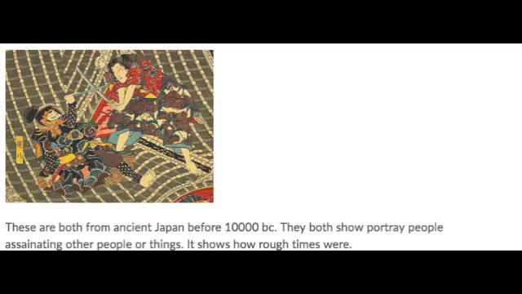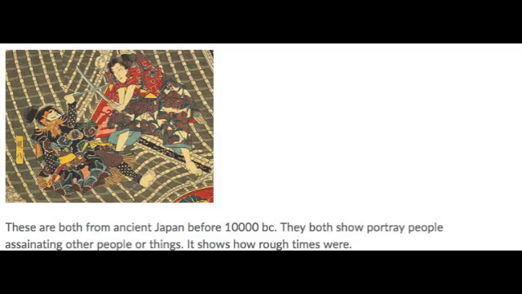Well, what do you mean they both portray people? Is a portray person a certain type of person? I don't know. Assassinating, that's not a word. Maybe they meant assassinating other people or things. Well, you could assassinate another person, but you cannot assassinate a thing because it means to kill it, and you can't kill a thing because it's not alive. So maybe they meant something else.